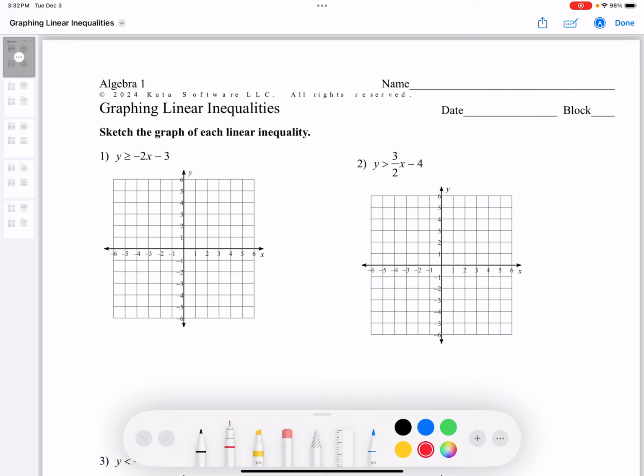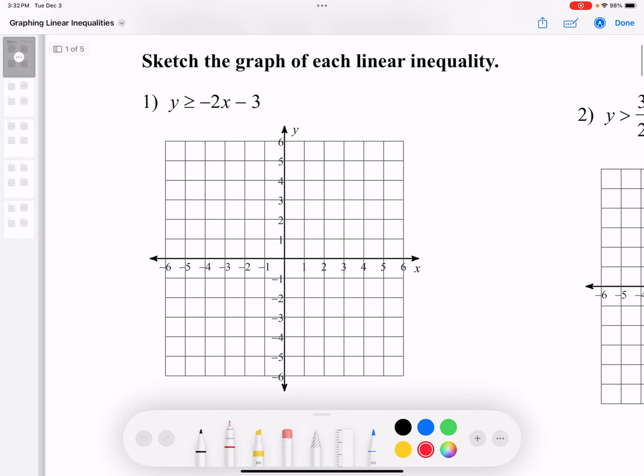When we were dealing with regular inequalities, I'm going to draw this over here to the side. If I had greater than or less than, that would be an open circle. On these, it's going to be a dashed line, okay? When we have greater than or equal to and less than or equal to, that's a closed circle. That's going to be a solid line. So when we graph these, that's what we have to do based on the symbol, okay?